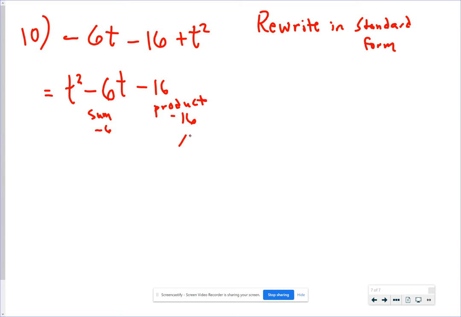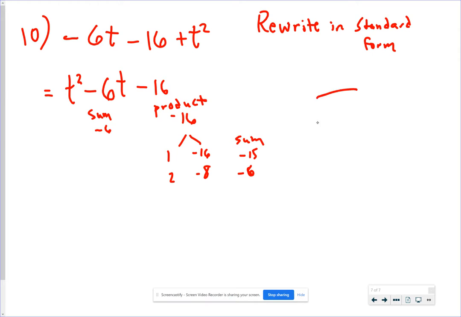One of my factors needs to be positive. One of them needs to be negative. I could do 1 and negative 16, but that sum is not going to be right. Sum is negative 15. I could do 2 and negative 8. Oh, we found it. Remember, I don't have to worry about negative 1 and positive 16 because we'll just change the sign on the sum. So this is the one that will work.